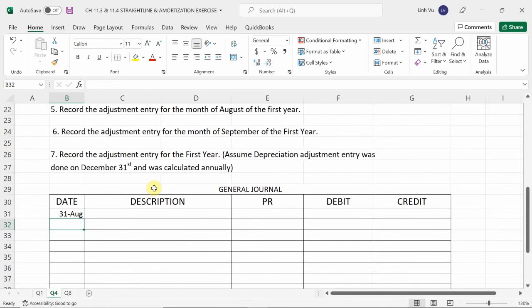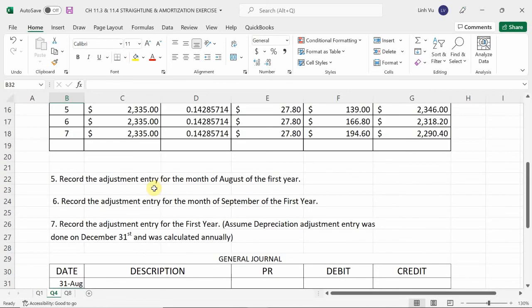Expenses. Purchase. No, we're not purchasing anything. We're focusing on just depreciating. So in this case, is there going to be an adjustment entry that you need to journalize on August? No, because you don't depreciate until September. So is there any reason that you need to journalize in August? No.